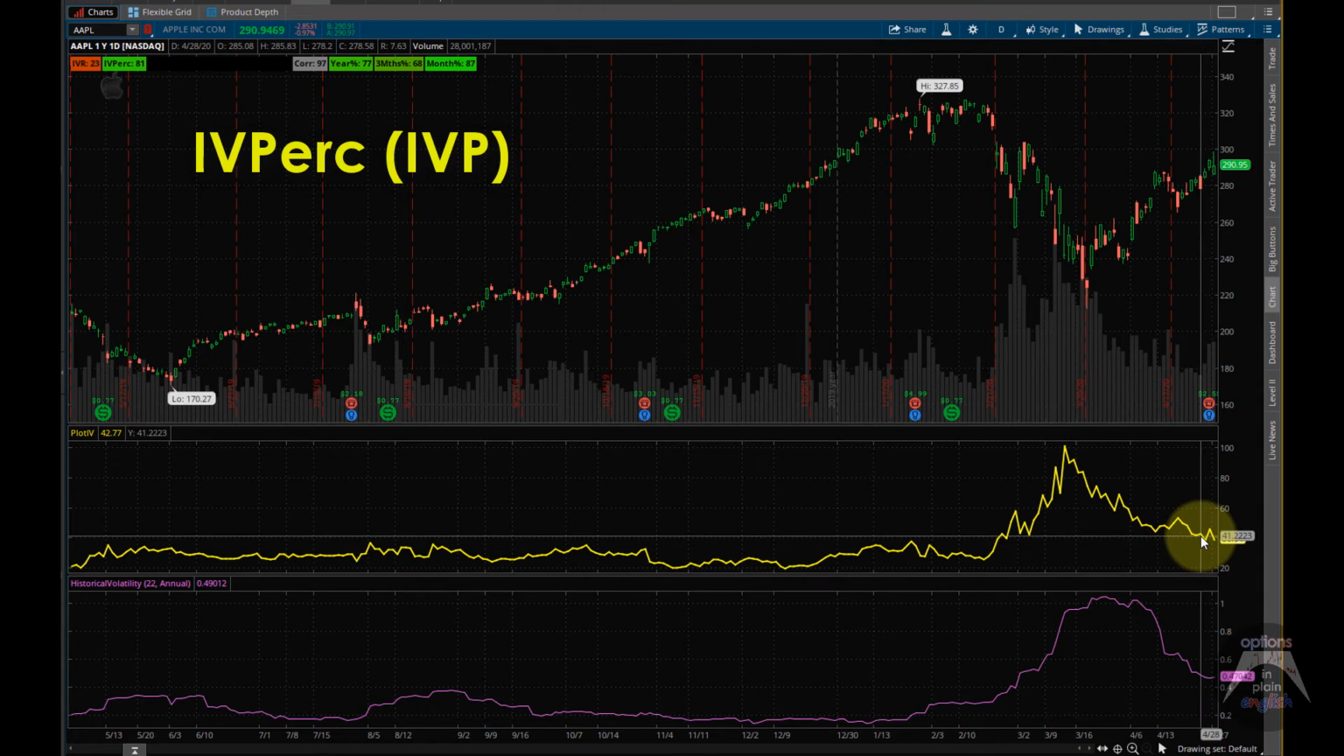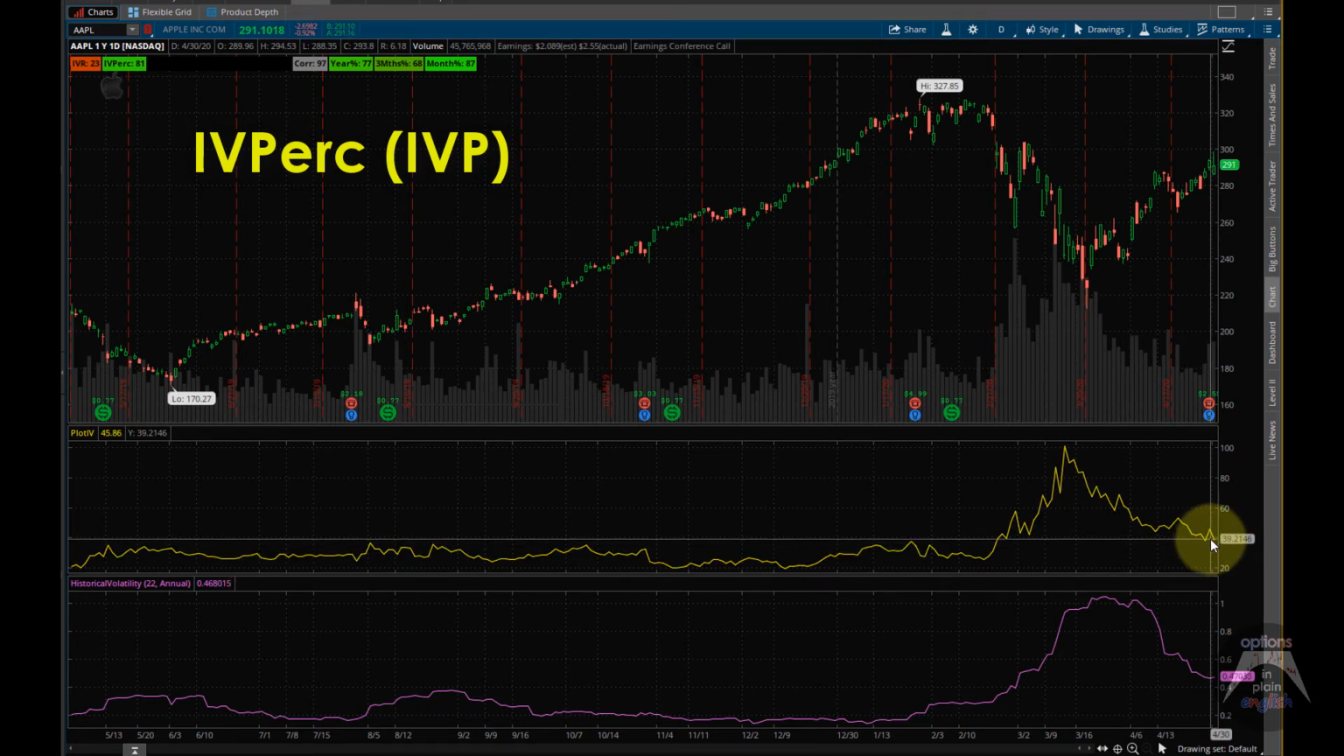So in my opinion, it's a more realistic, a more accurate representation of where your IV is when you compare it relative to itself over time. In this case, looking at 1 year in the past.